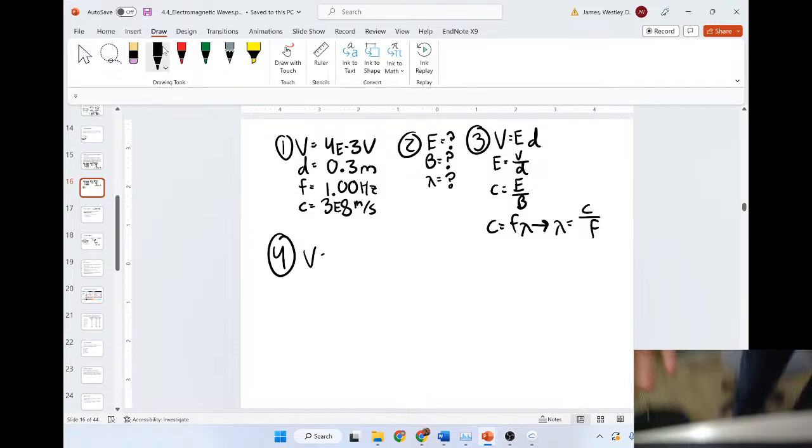So we're solving for E. E equals 4e to the minus 3 over 0.3, which I'm not going to try to do in my head.